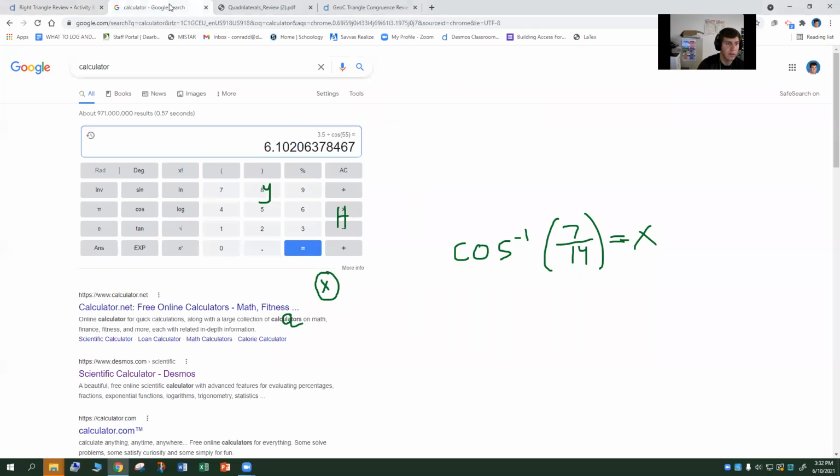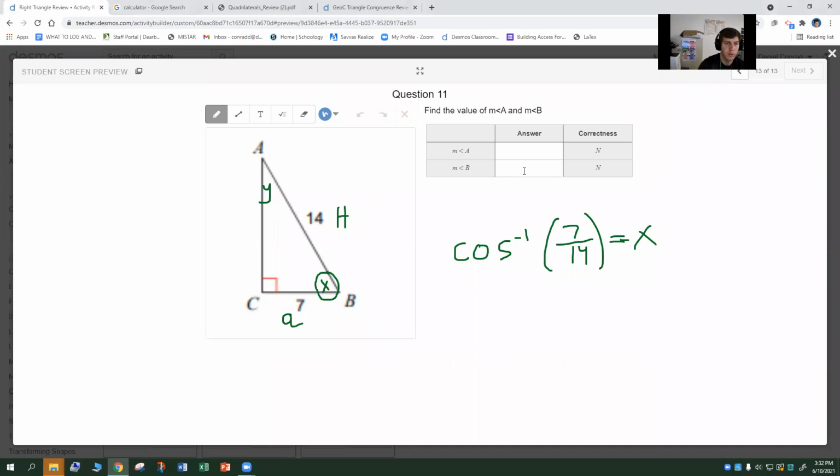So we're going to go to our calculator and we're going to put in inverse, make sure you're in degrees, cosine 7 divided by 14. That's going to be 60 degrees. We know the three angles of a triangle add up to 180, so we can do 180 minus 90 minus 60, and that's going to give us 30 for the other one.